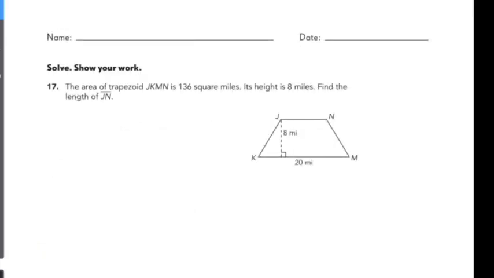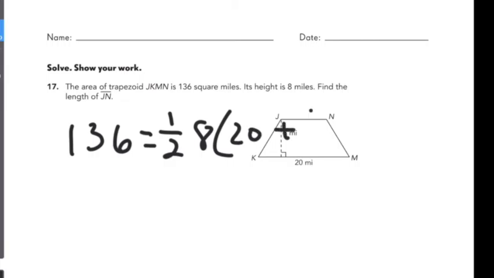So number 17, what you're going to do is figure out the one base. This one's a little bit tricky. This is a trapezoid, so it's 1/2 height times (base 1 plus base 2). So 136 is the area, equals 1/2. I know what the height is, which is 8, and it's going to be 20 plus b, or b2. It doesn't really matter.